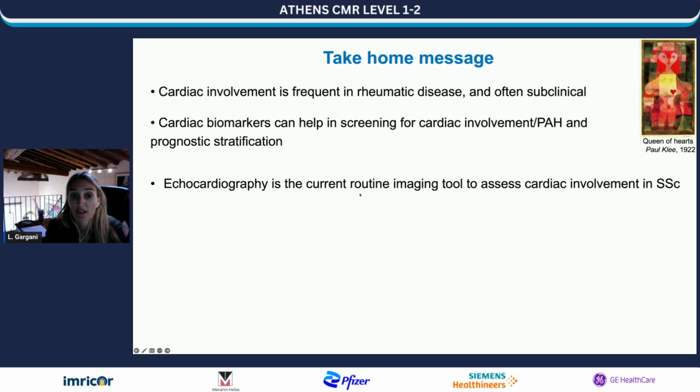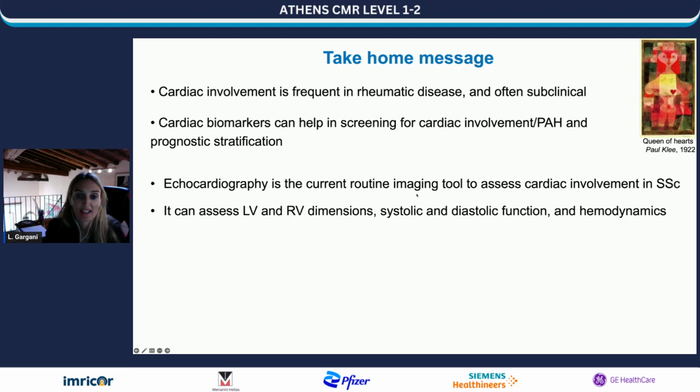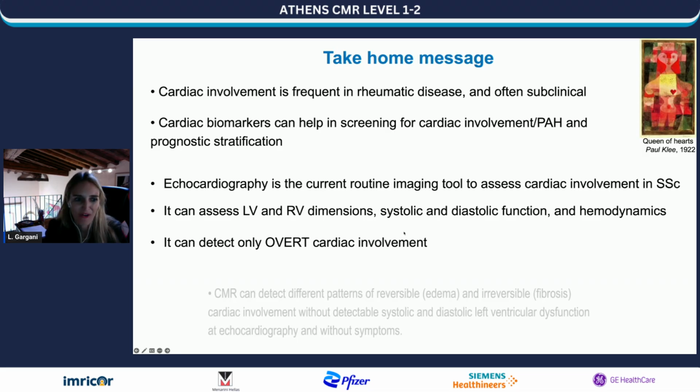Echocardiography, of course, is the current routine imaging tool to assess cardiac involvement in systemic sclerosis, but in all autoimmune rheumatic disease, can assess LV and RV dimensions, systolic function, hemodynamics, and valvular heart disease, but it can detect only overt cardiac involvement, and we unfortunately cannot wait for this overt cardiac involvement.